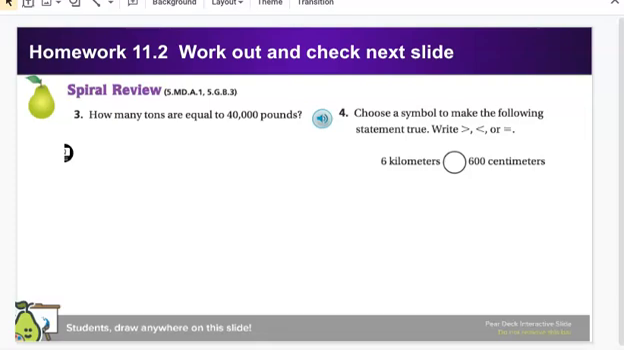All right, hopefully you stopped the video because you had the pair and you worked these out. How many tons are equal to 40,000 pounds? And then you had another one, which was choose a symbol to make the following statement true. You were comparing 6 kilometers to 600 centimeters. All right, so let's work that out together.